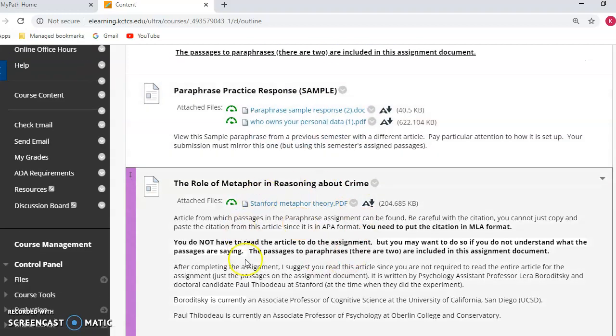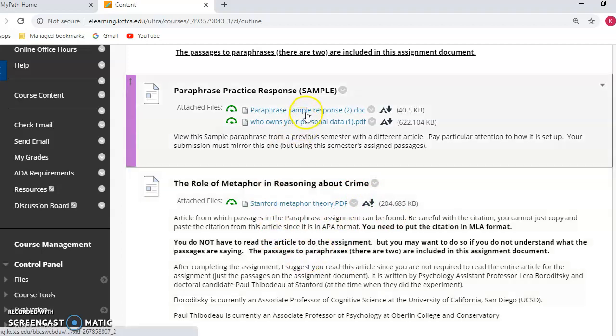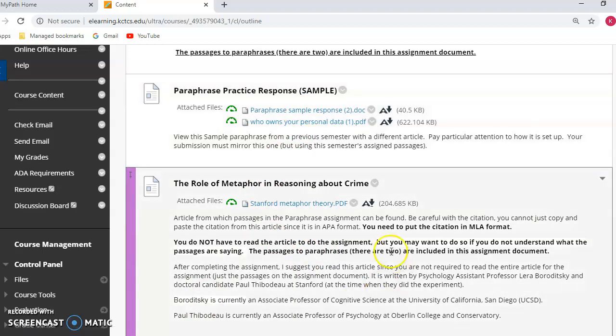Again, you don't have to read this entire article because it is an 11-page article about a study that two researchers did at Stanford University. You don't have to read the whole article because you're only going to paraphrase those two passages. However, I included it here because you need to form a citation in MLA for the works cited page. If you click on this, you will see that there actually is an article there, and there is a citation, but the citation is in APA. So you're going to have to take that APA citation and make it be an MLA citation.